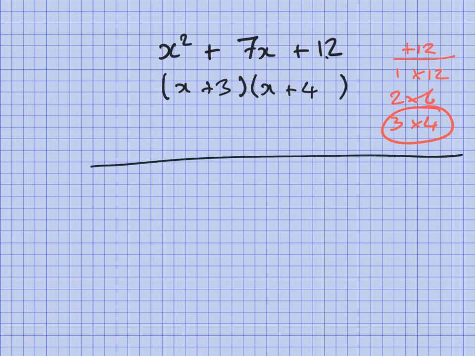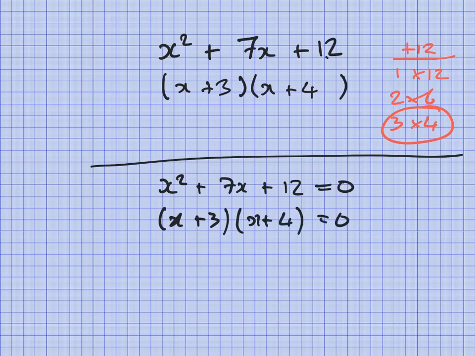Now, we can use this to solve a quadratic equation. Here I have x squared plus 7x plus 12 equals 0. The thing that makes this an equation rather than an expression is that it equals 0. And whenever we use this method, and in fact for nearly all of the methods for solving quadratic equations, it must equal 0 before we do it. So we know that we can rewrite this as x plus 3 brackets x plus 4 still equals 0. That's the same as that. They're equal to each other, just written in different ways.